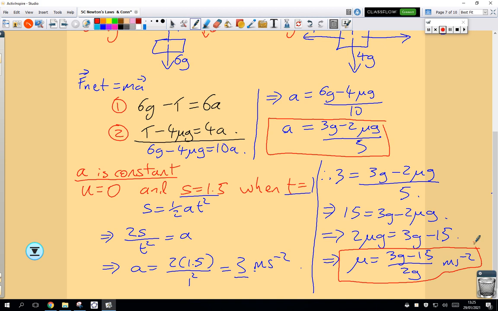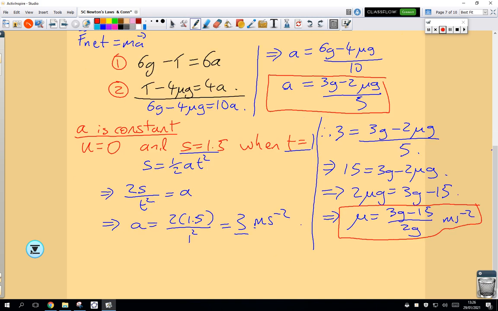It was an ordinary level question, so in the Leaving Cert, the ordinary level students take g to be 10. So for ordinary level students, they would say mu would be 3 times 10 minus 15, which would be 15 over 20, which equals 3/4. I shouldn't say meters per second squared. That's an error. Mu is equal to 3/4. There's no units for the coefficient of friction. It's just 3/4.